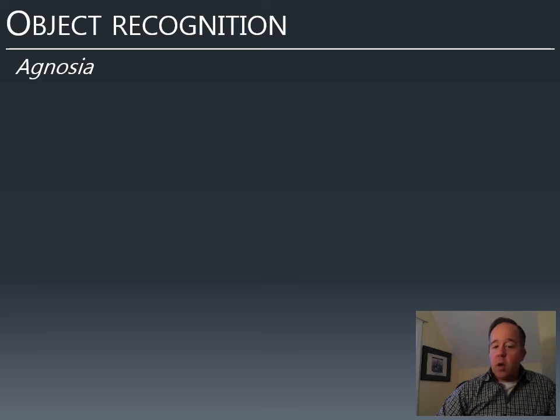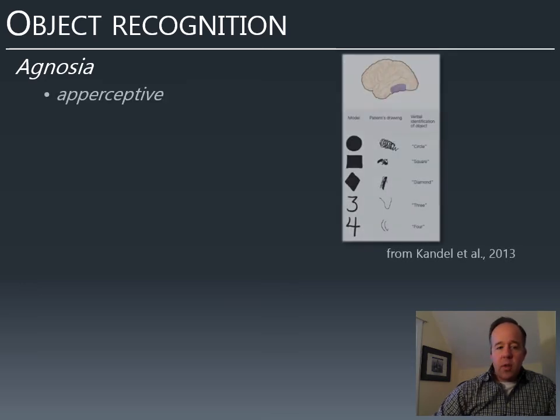You can experience what's called agnosia, which is a disorder in which you have trouble recognizing objects. There are forms of this. There's, for example, apperceptive agnosia, where you cannot tell the basic components of a shape.